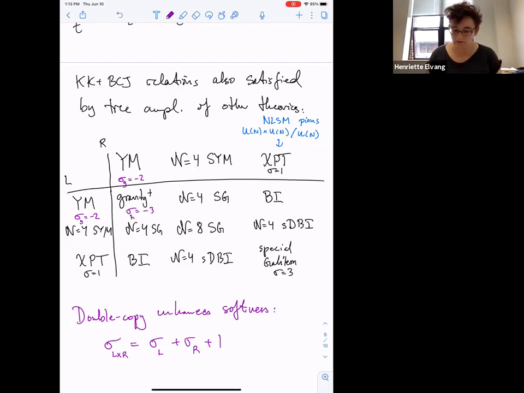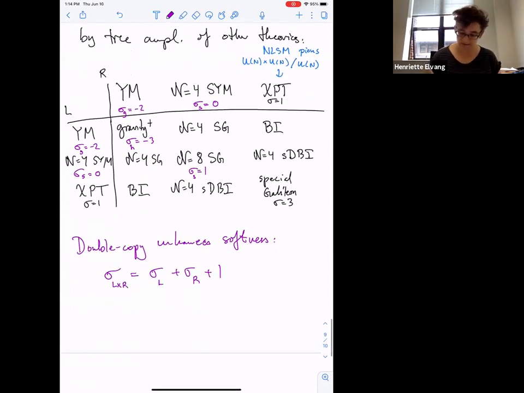In N=4 super Yang-Mills, there are scalars that are soft, but they're soft at order 1. So this is specifically for the scalars in N=4 super Yang-Mills theory. They go as order 1 in the soft limit. So if I double copy those with each other, I should add 1, and you see that you get scalars in N=8 supergravity that have 0 and vanishing soft theorems.